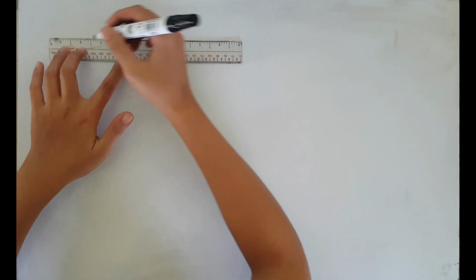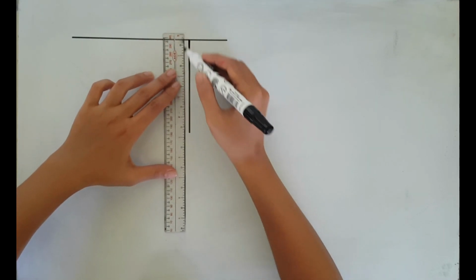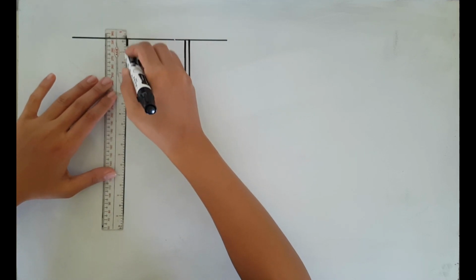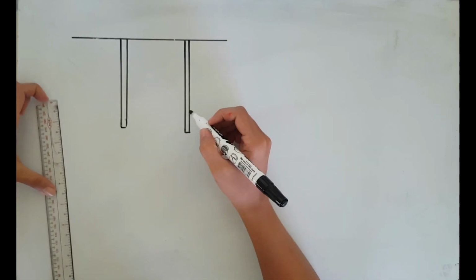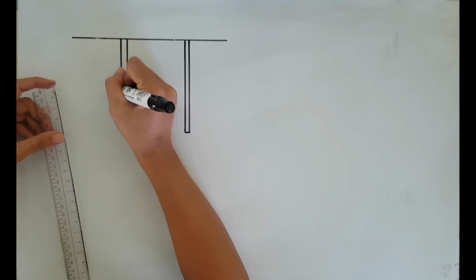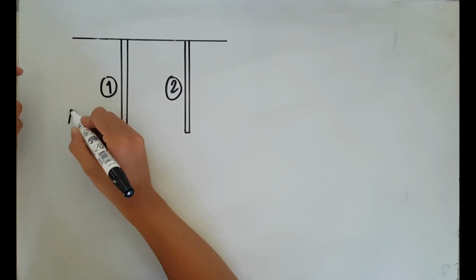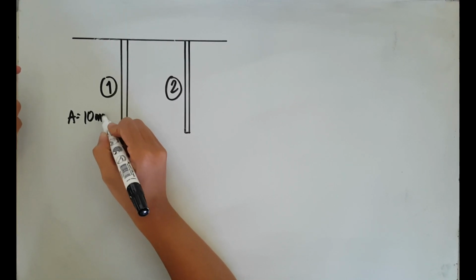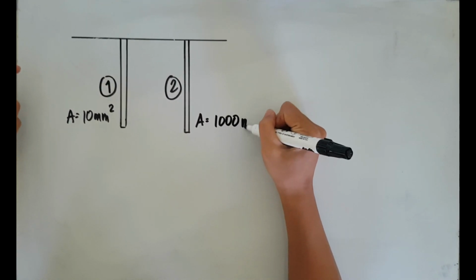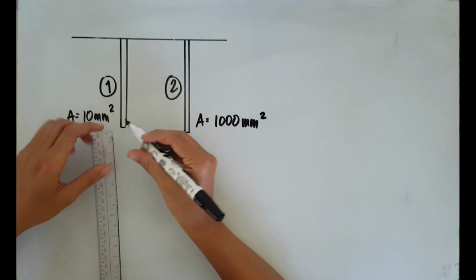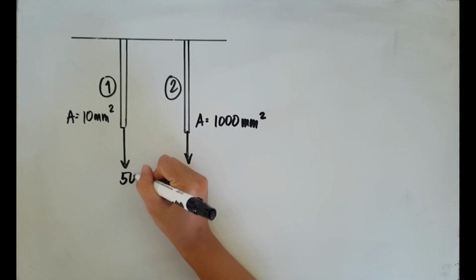To begin with simple stress, we will consider two bars of equal length that are suspended from a common support. So we have here bar 1 and bar 2. Bar 1 has a cross-sectional area of 10 square millimeter, and bar 2 has a cross-sectional area of 1000 square millimeter, and bar 1 has a maximum axial load of 500 Newton, and bar 2 has 5000 Newton.